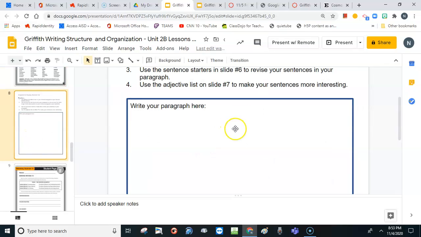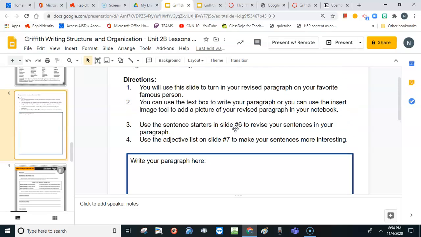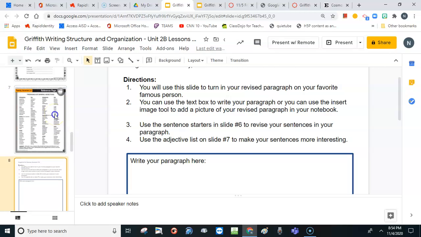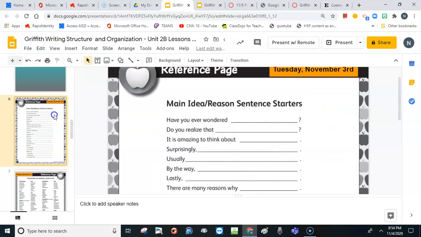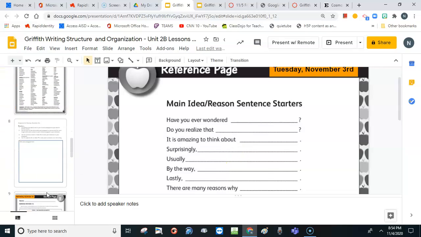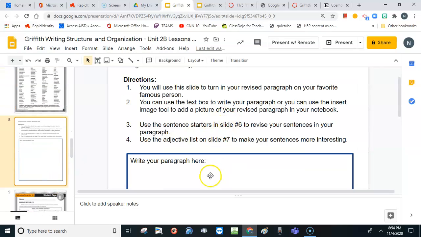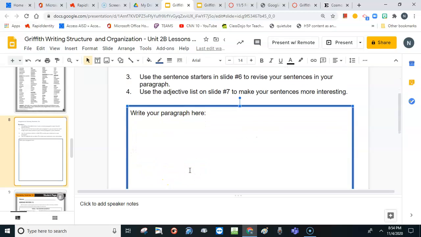On page 8, I wanted you to revise your favorite famous person writing, the 4 sentences that you wrote. And I wanted you to use the adjectives and the sentence starters to revise your paragraph so that you could improve your writing. And then you were going to add a picture here of your notebook, or you can type your paragraph in here in page 8. So make sure you have something in page 8.